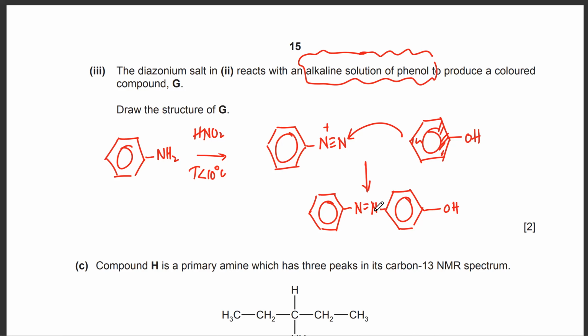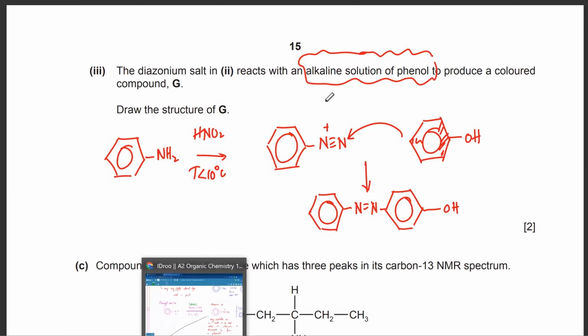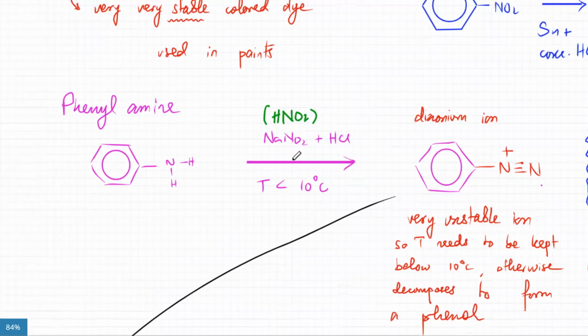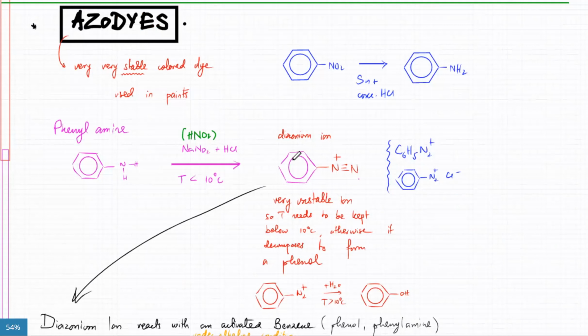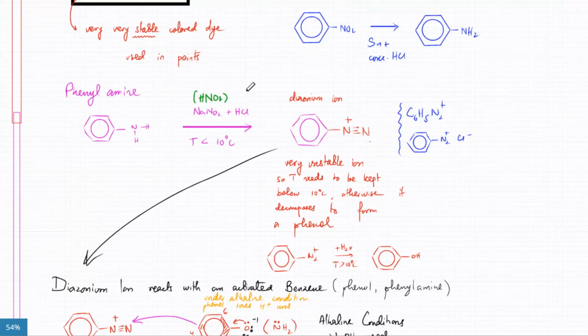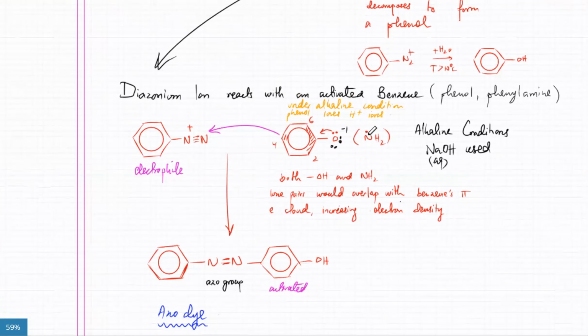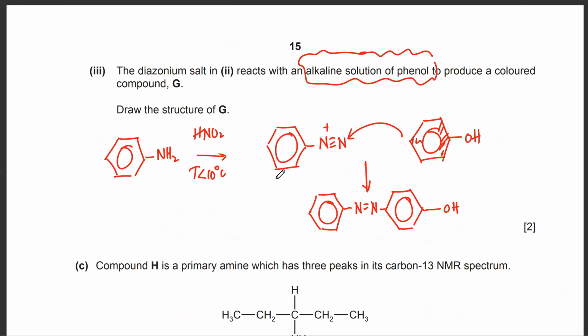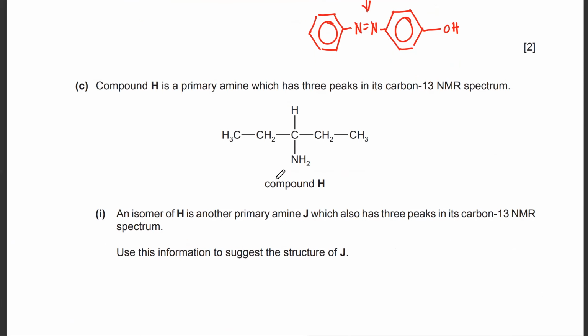Is that clear? Yes or no? Is this clear? Yes, sir. And remember, this specific reaction is very important. It comes in almost every paper. They always talk about this. It's a simple reaction. You just convert a phenylamine into diazonium, and then that diazonium gets attracted to an activated benzene, and they end up forming the azo group. So it's a very popular reaction that comes very often in A2 exams.